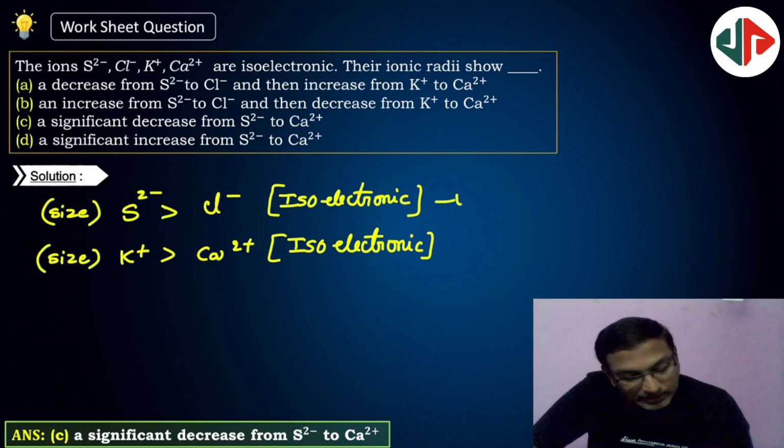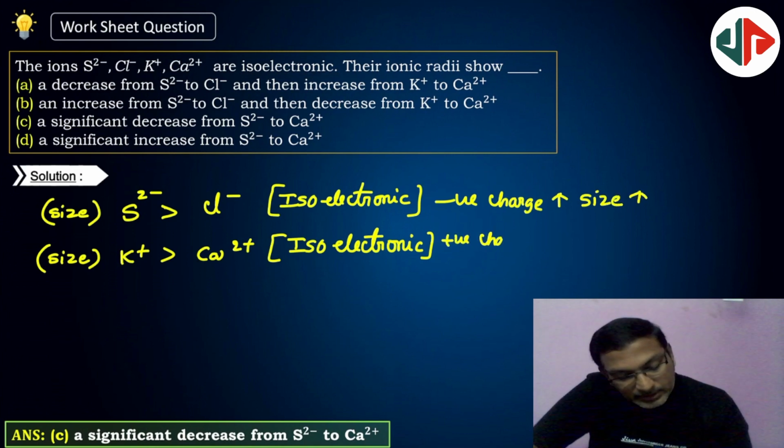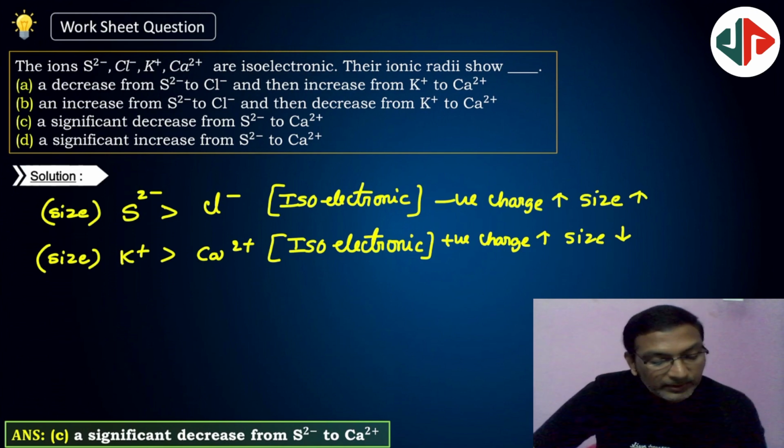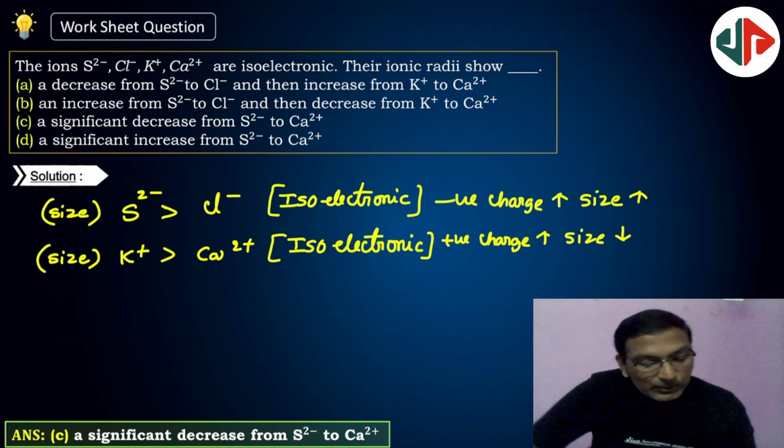So as the negative charge increases, size increases. As the positive charge increases, size decreases. In this way we can compare. So decrease from S 2 minus to Cl minus and increase from K plus to Ca 2 plus is given. Therefore option A is wrong. Next B, an increase from S 2 minus to Cl minus, that is also wrong. C, significant decrease from S 2 minus to Ca 2 plus.